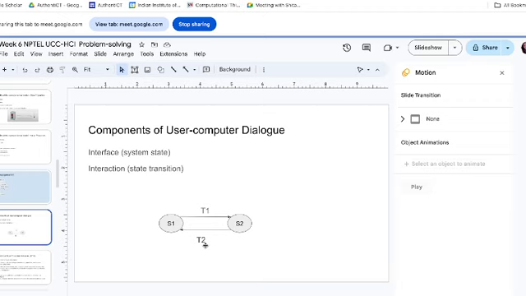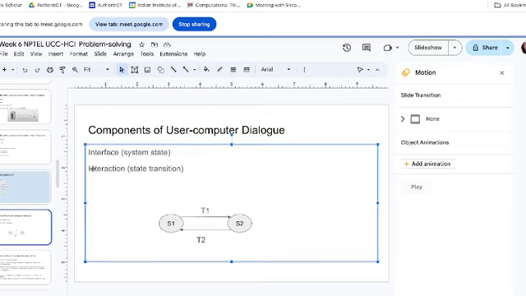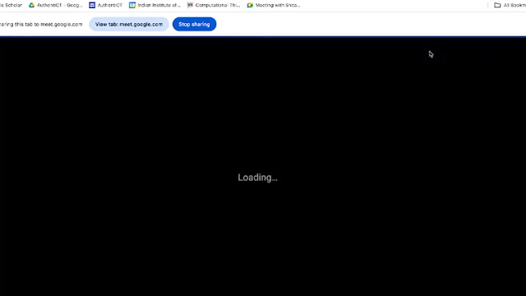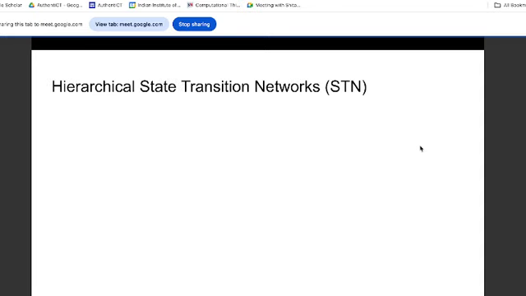T1 and T2 are the transitions, that is the interaction, and S1 and S2 are the states, which is the interface state. Okay, now we will go to the next part. So, hierarchical transition networks.